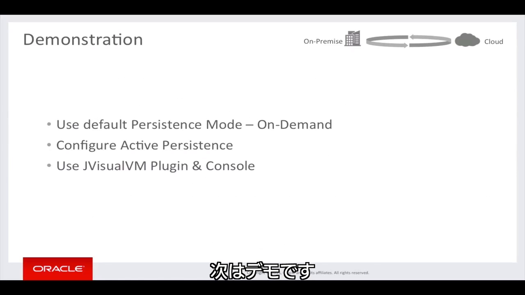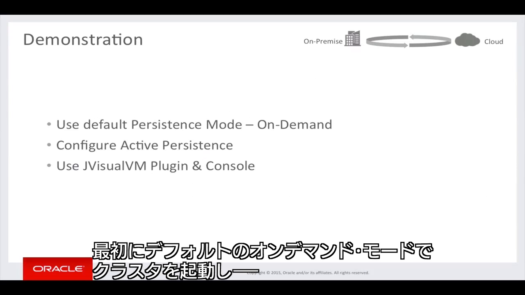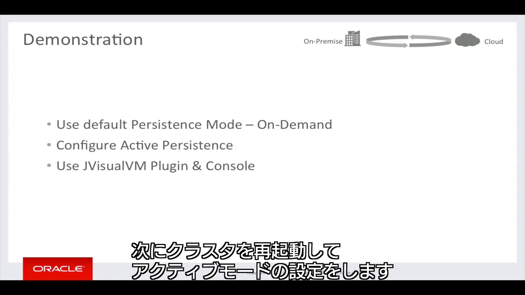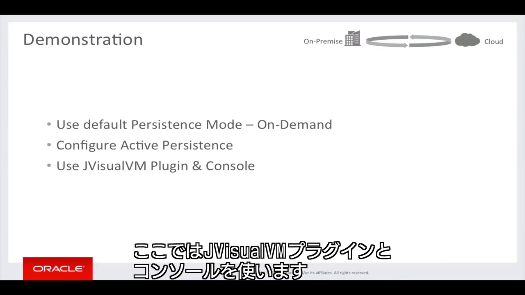We'll now go through a demonstration where I'll start up a cluster with the default persistence mode of on-demand. I'll work with snapshots and caches. I'll then restart the cluster and configure active persistence mode, and during this time we'll be using the JVisualVM plugin and console.